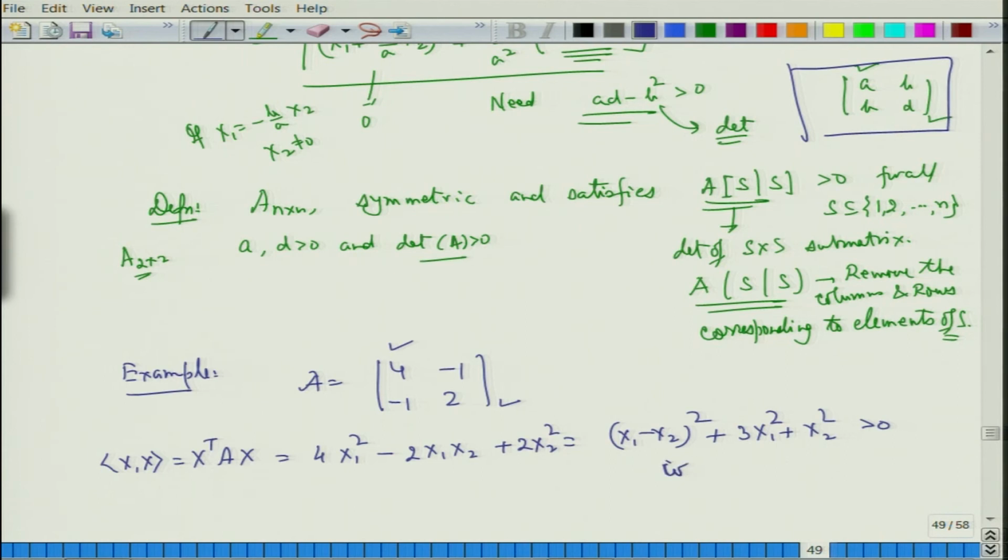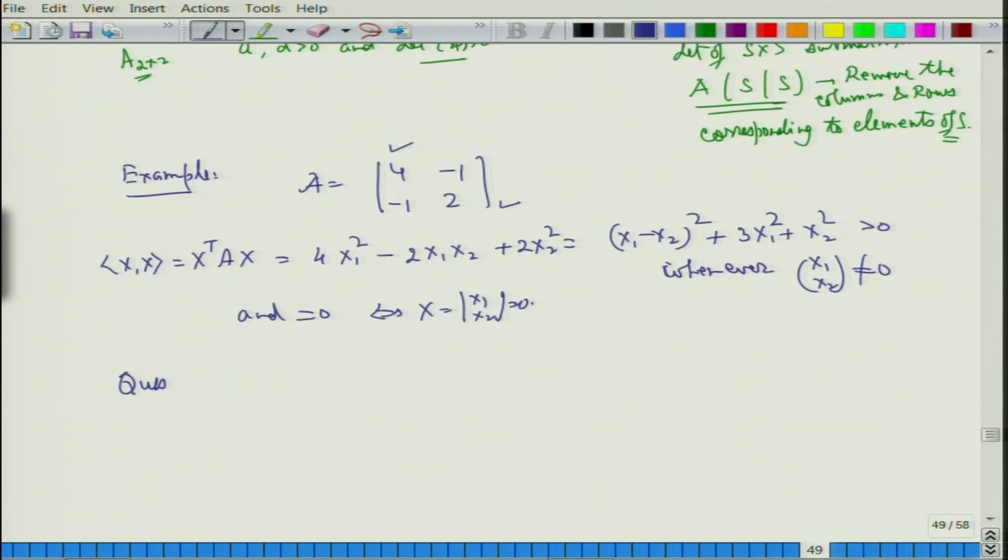All right, which is always greater than 0 whenever x1, x2 is not equal to 0, and equal to 0 if and only if x, that is x1, x2, is 0. All right. So you can check that everything is nice here. So we can ask questions here.